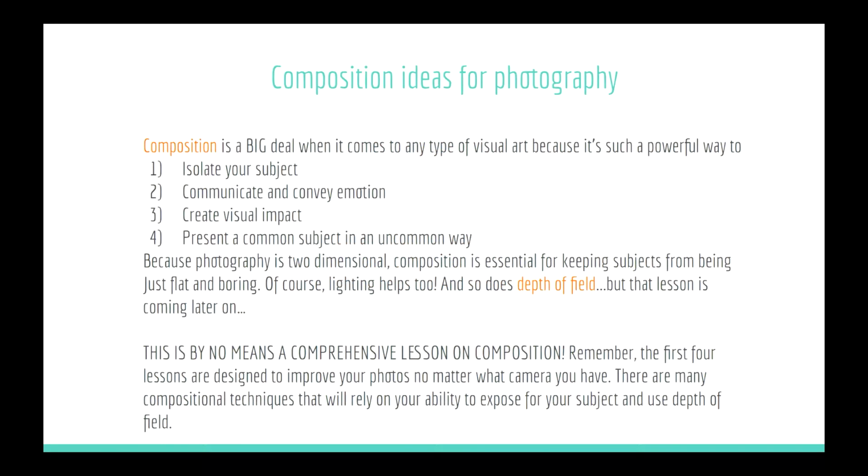So composition, as I mentioned, is a big deal when it comes to any type of visual art. It's a very powerful way to isolate your subject, communicate and convey emotion, create visual impact, and present a common subject in a very uncommon way. For example, if there's a rose that you want to take a picture of and it's beautiful, you want to make sure that the way you shoot that rose looks very different maybe from the way someone else has done it, or maybe even the way you've done it before.